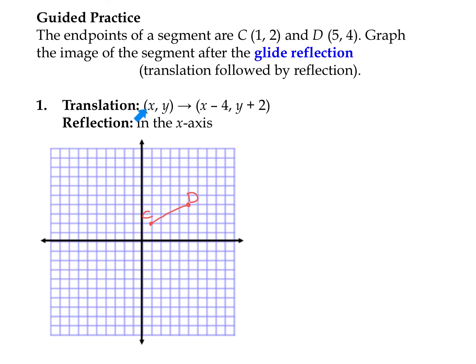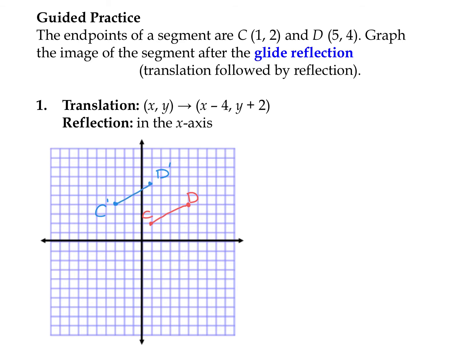So first we're going to do the translation, and we're going to go to the left 4 and up 2. So these points are going to go to the left 4 and up 2. And we'll draw this one here in blue. So we'll do point C is going to go to the left 4 and then up 2. And we'll have a point right there. This would be C prime. And then D is going to go to the left 4 and up 2, and we'll have D prime.